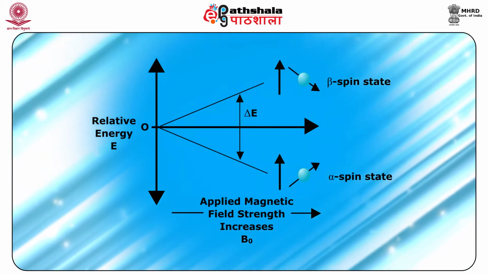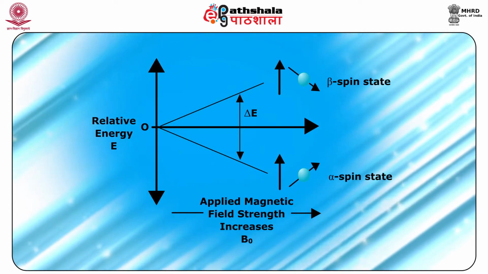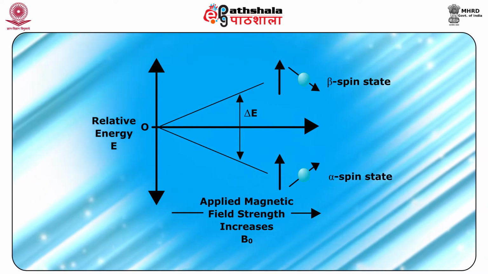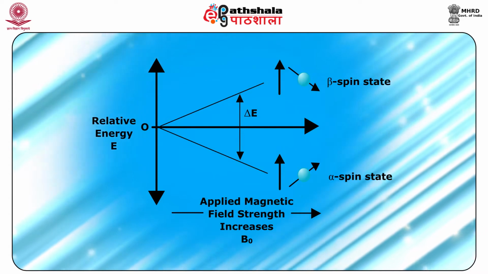Now students, the total number of nuclei in the alpha spin state is always higher than in the beta spin state, because I have already told you that alpha is in the lower energy state and beta is in the higher energy state. The difference in population between the two states is very small, approximately 10 out of a million, but it is sufficient to form the basis of NMR spectroscopy.